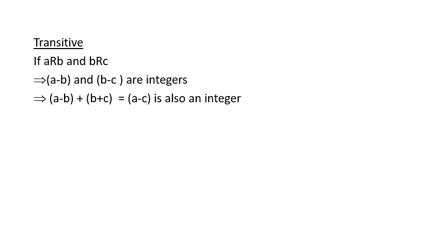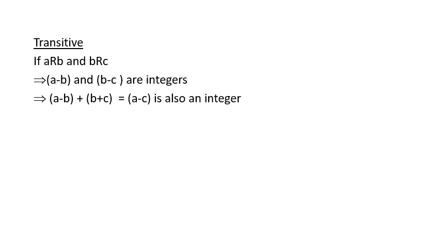So please note that here it is a minus b plus b minus c, which is a minus c, which is also an integer. Let us take another example, that is 2 and 3, ordered pair (2, 3). The difference is -1, 2 minus 3 is -1. And the ordered pair (3, 5), that is 3 minus 5, the difference is -2.